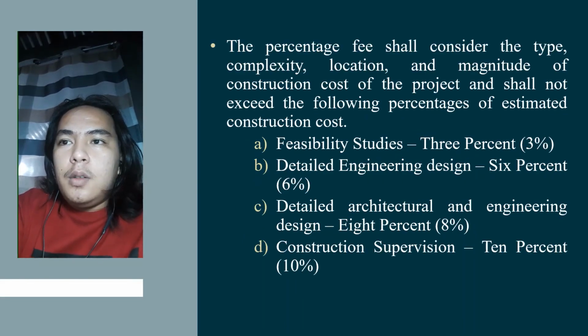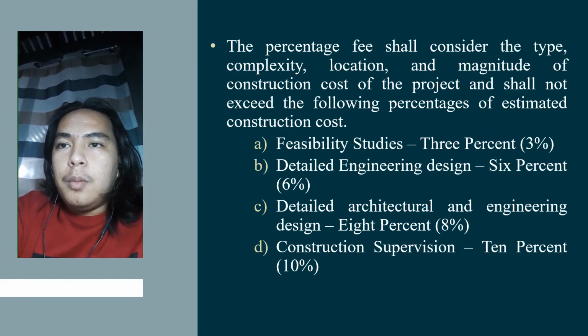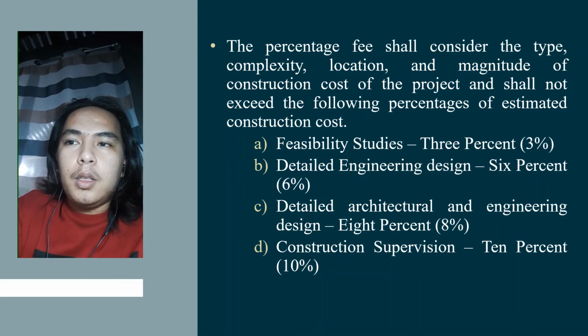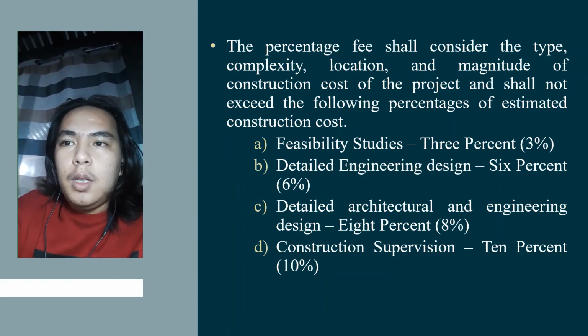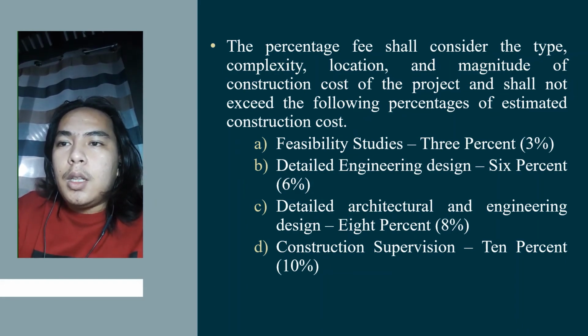The percentage fee shall consider the type, complexity, location, and magnitude of the construction cost of the project and shall not exceed the following percentage of estimated construction cost. For feasibility studies, 3%; detailed engineering design, 6%; detailed architectural and engineering design, 8%; construction supervision, 10%.